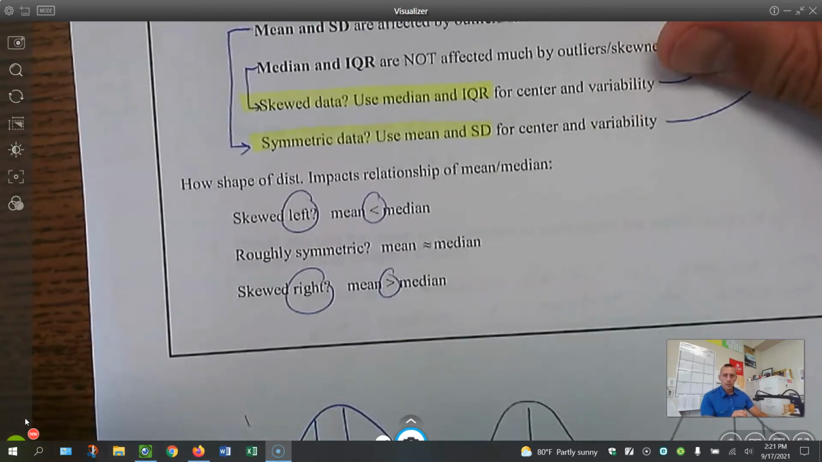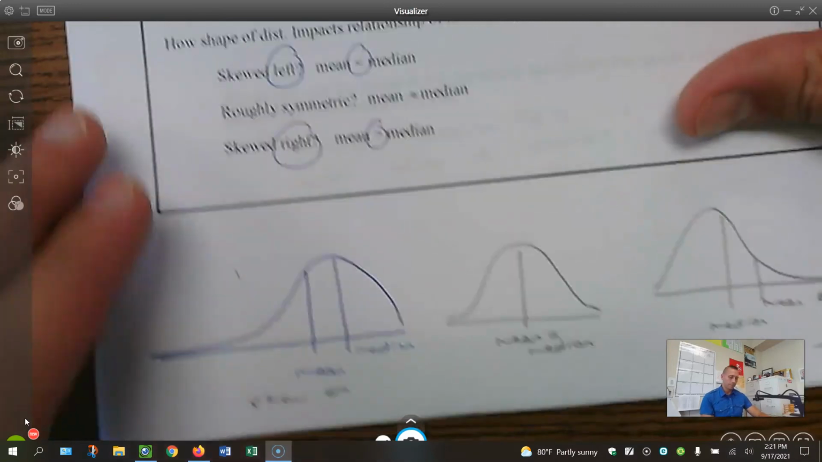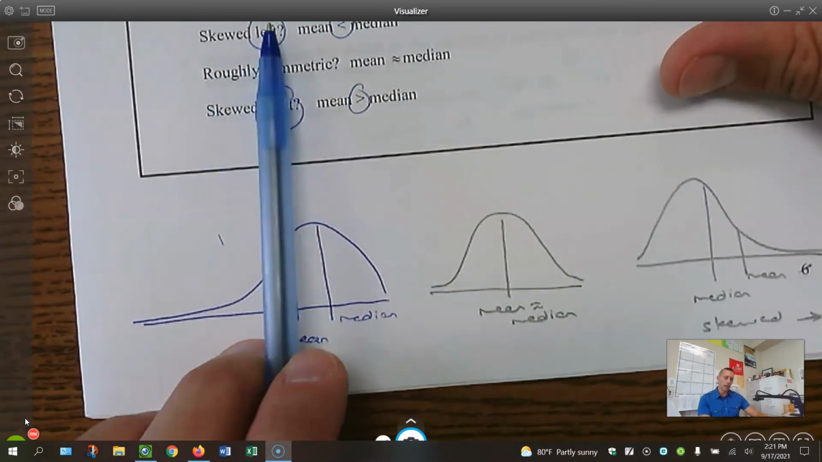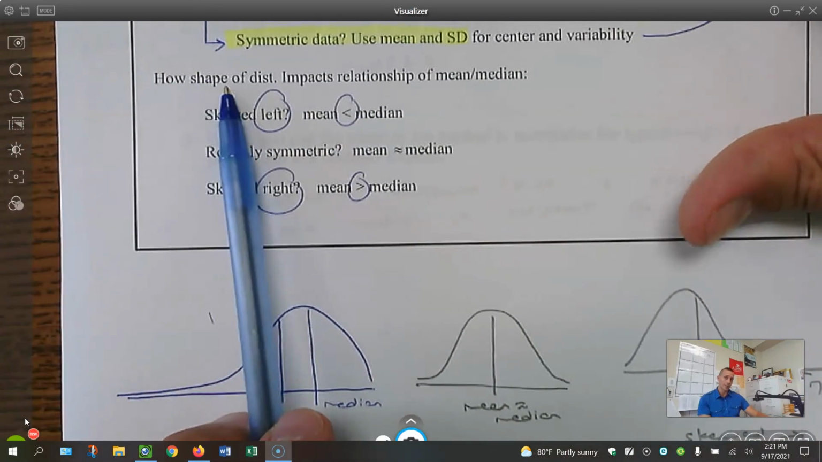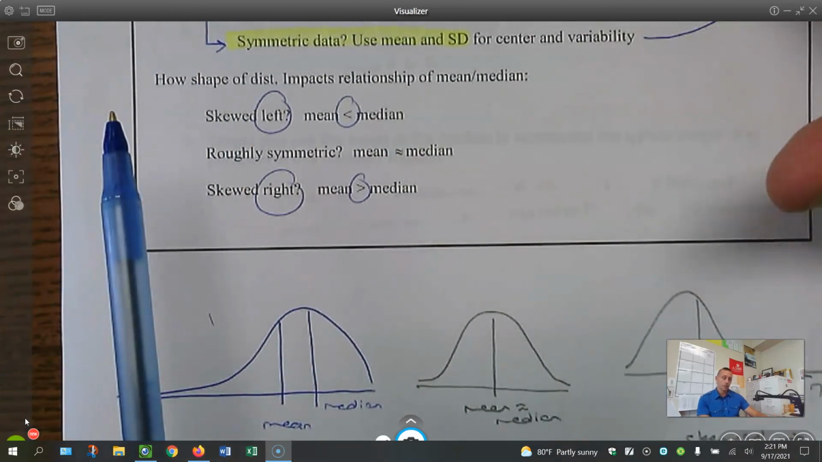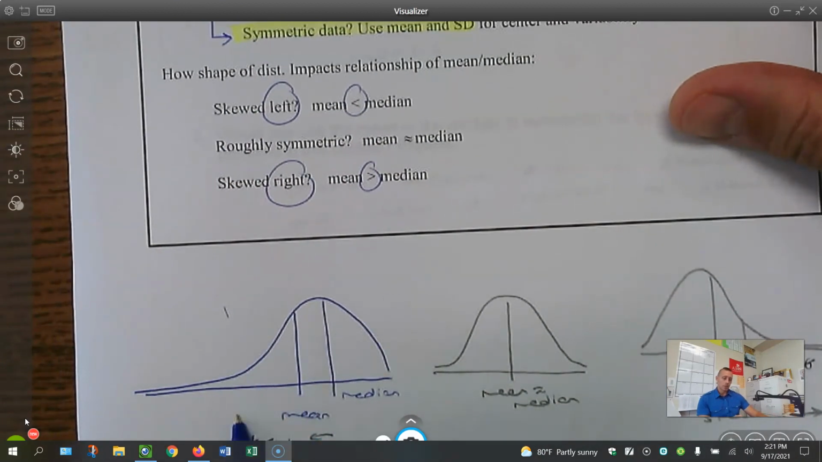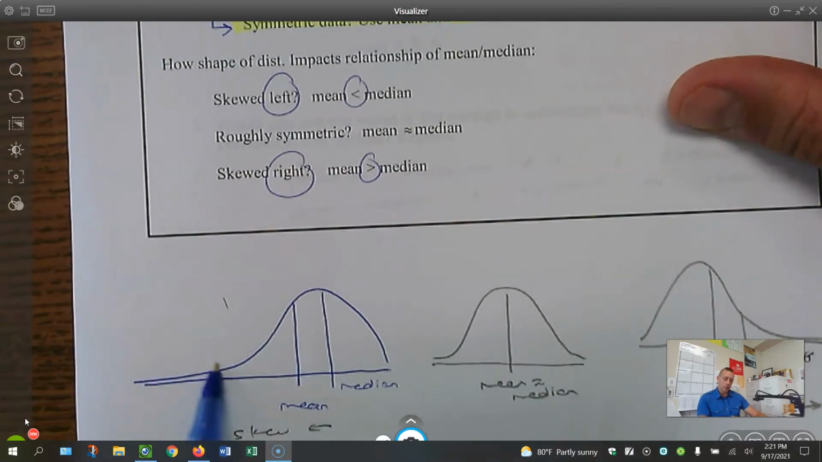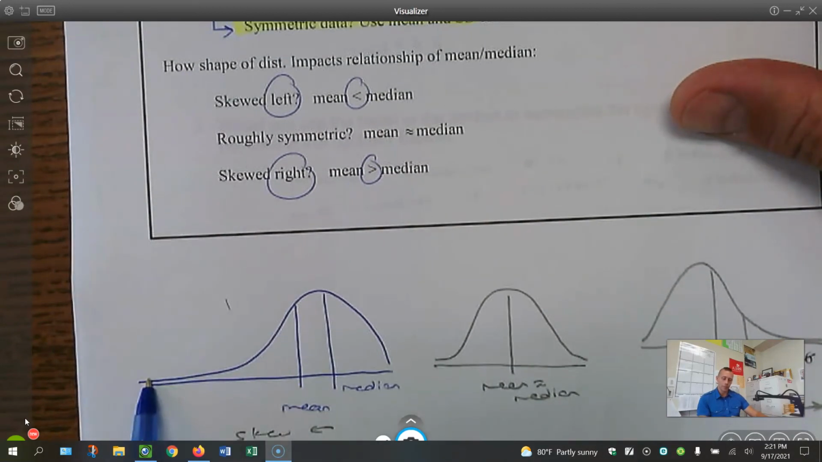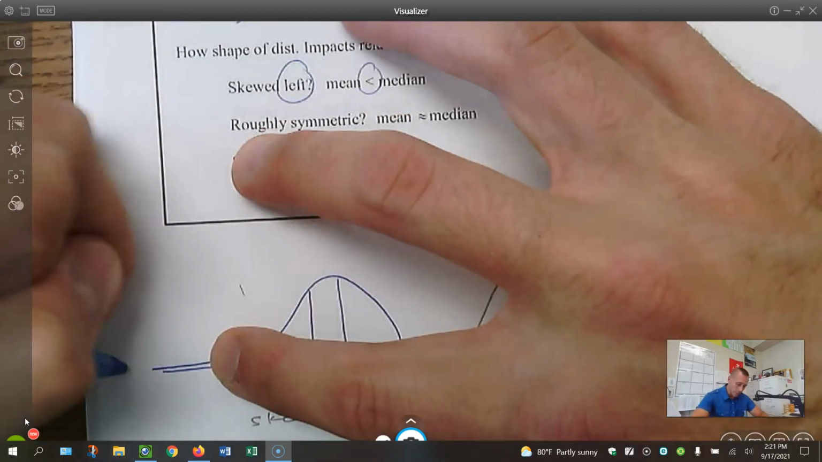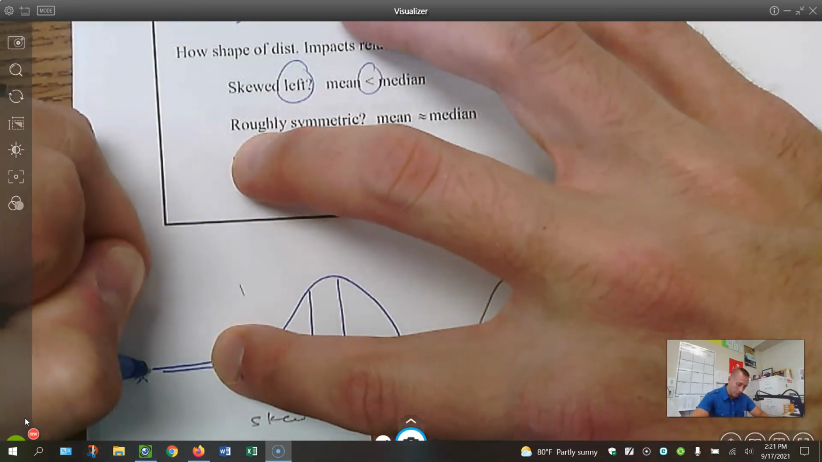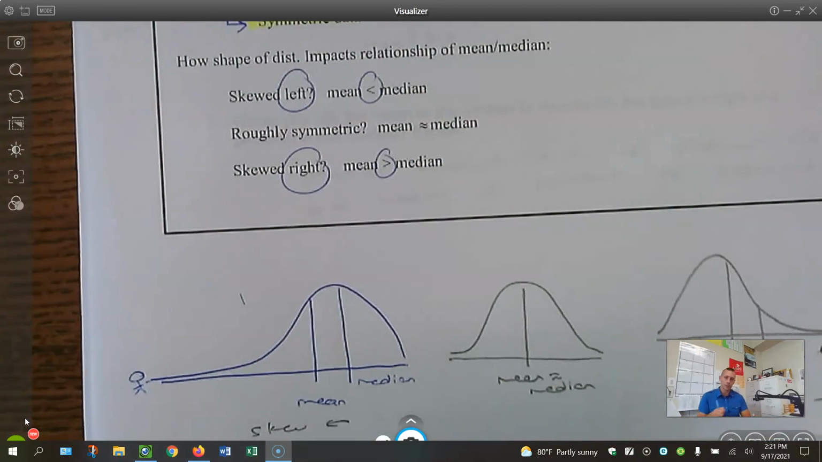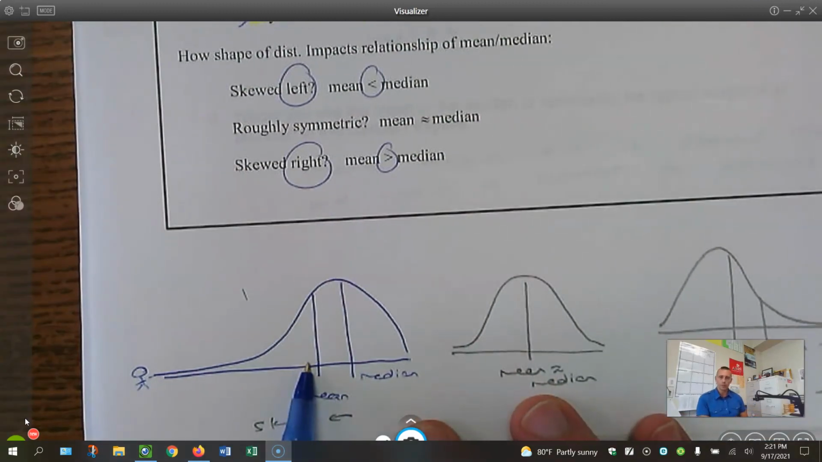All right, last thing here. When we're talking about how the shape of a distribution impacts the mean versus the median, if you have a distribution that's skewed to the left, these lower data points are going to pull down the mean, because remember, the mean is not resistant. So you can picture like a little person here pulling this, like it's a string, and they're pulling the mean down.